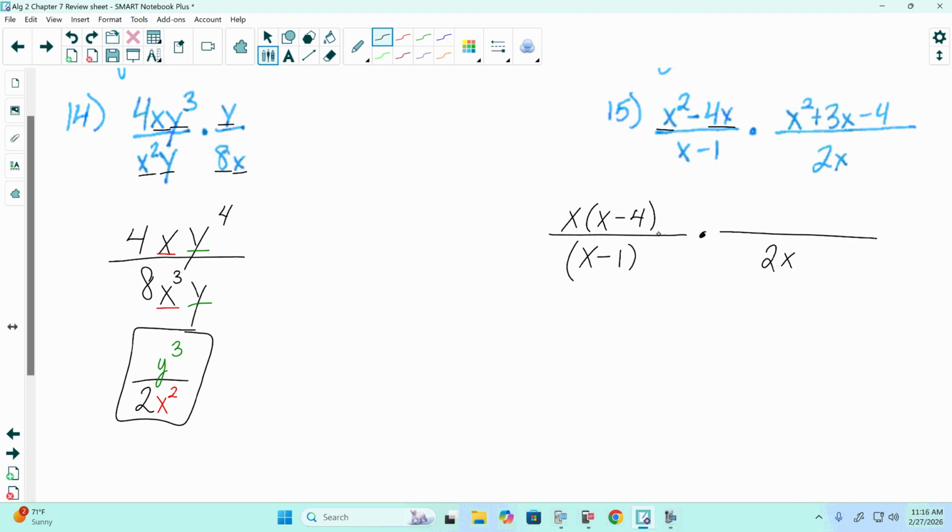Inside the parentheses, is there any other greatest common factor? No, because 4 doesn't have a variable anymore. X doesn't have a number. And the degree is now 1. We are done. The only thing it had was a greatest common factor. Our last expression, x squared plus 3x minus 4. There is no greatest common factor amongst those three terms.